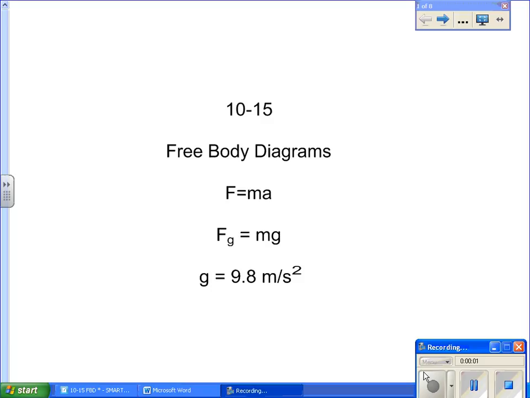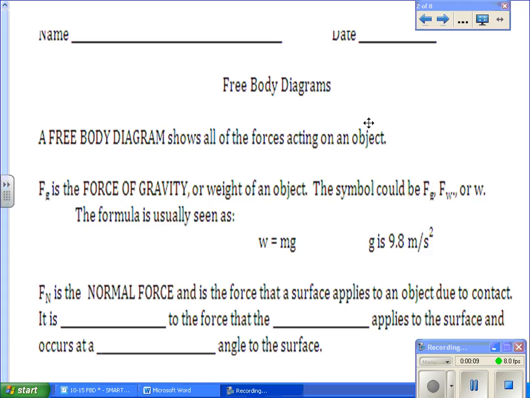Okay, today you're going to learn about free body diagrams. Free body diagrams put everything we've been teaching into play. Alright, so free body diagrams. A free body diagram shows all of the forces acting on an object.